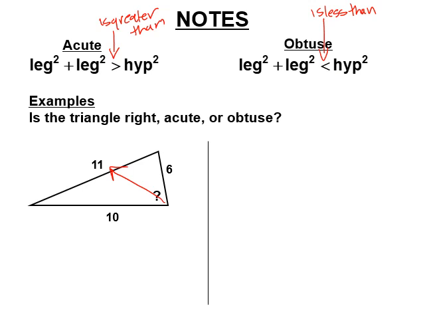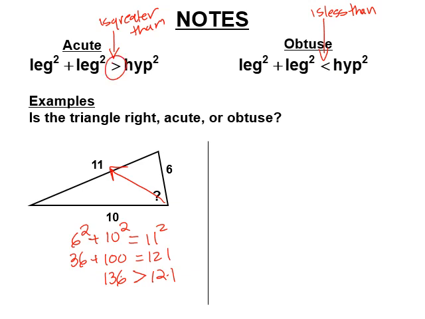The biggest number is 11, so that's got to go over there. That's our potential hypotenuse. And the potential legs, because they wouldn't be legs if it's not a right triangle, are 6 and 10. 6 squared, 36. 10 squared, 100. 11 squared, 121. I get 136 and 121. 136 is greater than 121. And so that means this must be an acute triangle. All those angles, I drew it less than 90 there, but all those angles must be less than 90. Not only that one. Try the next one.